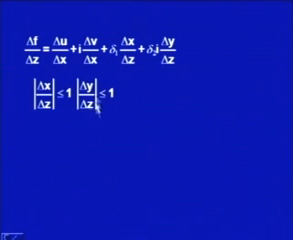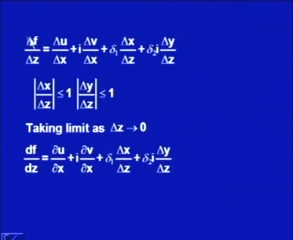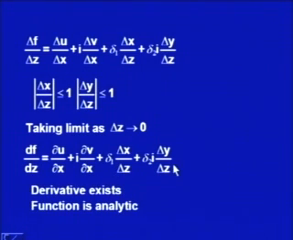Similarly, delta y by delta z is also less than or equal to 1, and taking the limit as delta z tending to 0, we will have df by dz is equal to delta u by delta x plus delta v by delta x, and plus delta 1 delta x by delta z plus delta 2 I delta y by delta z, and they tend to 0, and that is why we say derivative exists, and when derivative exists function is analytic. This is coming because these derivatives are continuous, and that proves the second theorem.